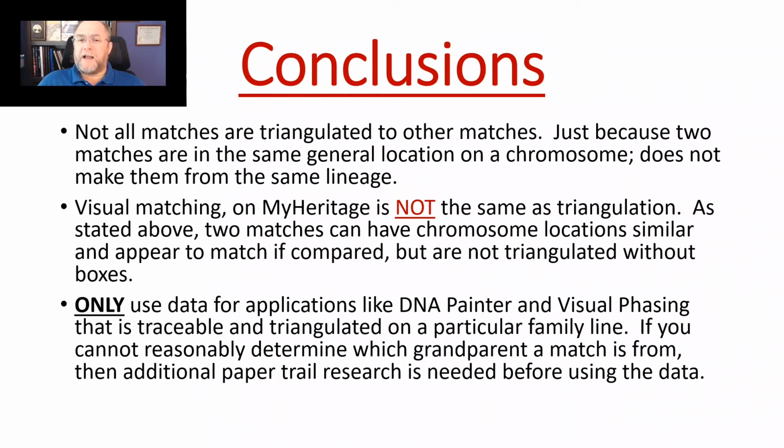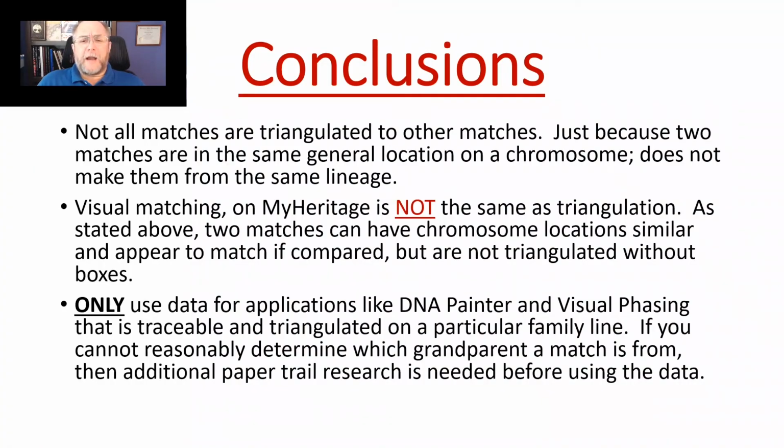Visual matching on MyHeritage is not the same as triangulation. As stated above, the two matches can have similar chromosome locations and appear to match if compared, but are not triangulated without the box. I've stated it multiple times in this video. You only want to look at the areas that have boxes or ovals around them to say that they would have the same common ancestor. And that's what you're looking at and trying to do your next level of discovery and learning on their trees. You want to look at their trees. Let's go back to the conclusions.